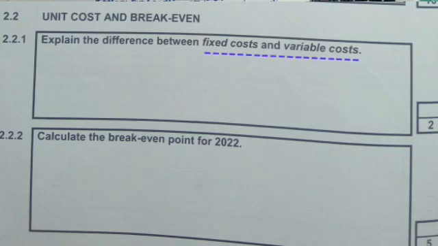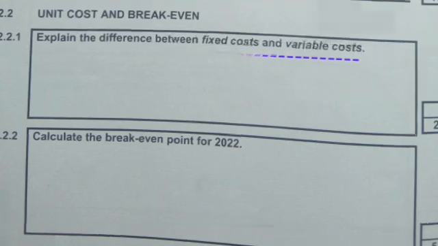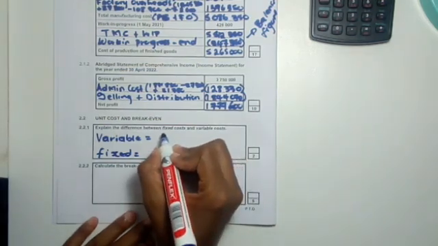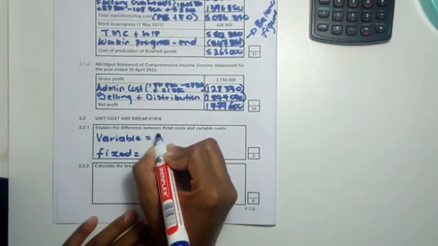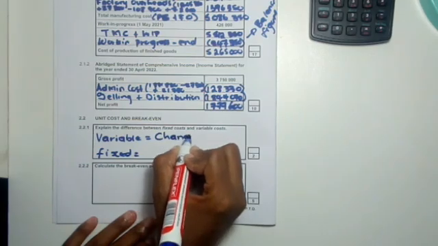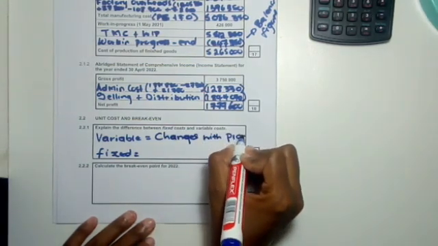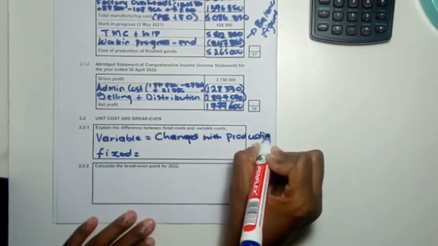Now, with theory questions, I always advise that you never leave a blank space, and when you answer these questions, make sure that you keep it as simple as possible. Don't try to complicate the English. They just want you to move straight to the point. So when I want to describe what variable cost is, it is costs that change with production. So I can just say changes with production.